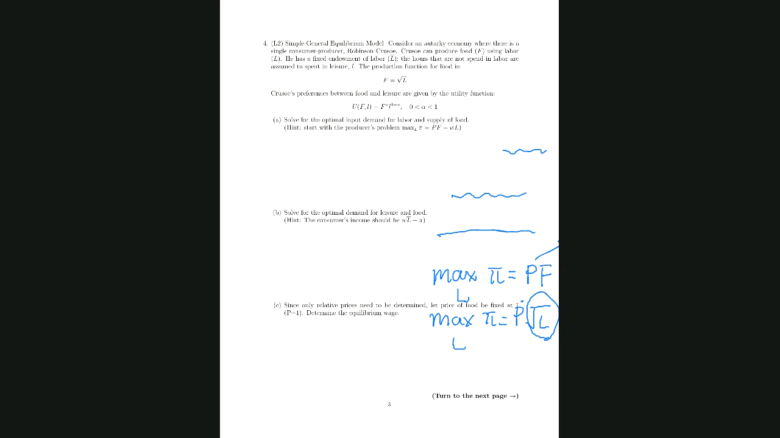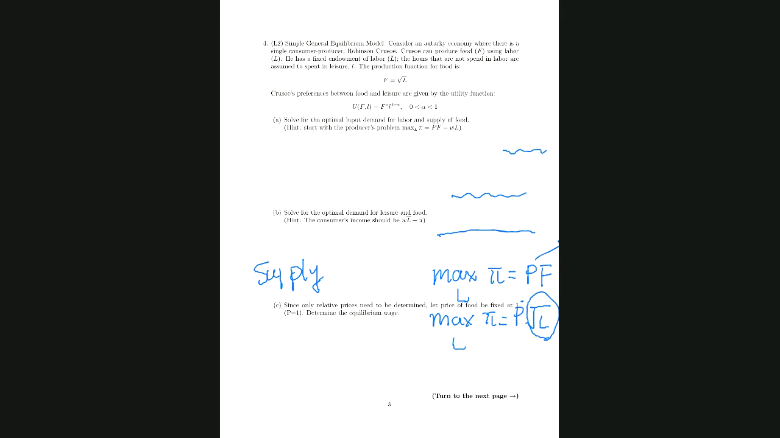And what's next? The next is you just take the derivative with respect to the endogenous variable, which is L, and set the first order condition equal to 0. Then you should be able to find out the optimal level of labor. Okay? So that's the production side. Now you find out the supply from question number 1.